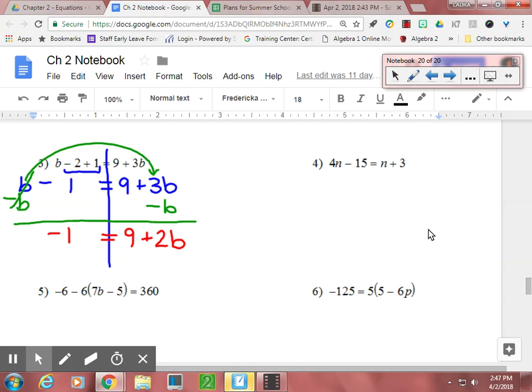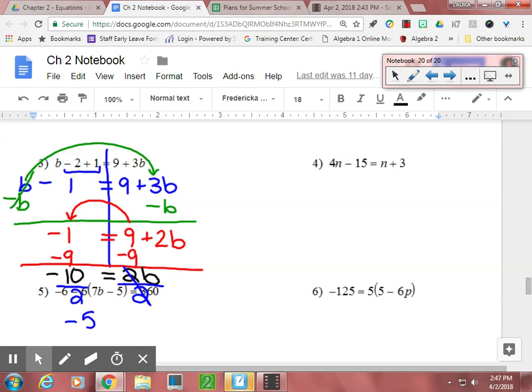Okay, so the next thing you need to do is you want to take the 9 and move it over here. Well, to do that, you have a positive 9. You need to subtract it. So that's going to give me a negative 10 equals 2b. So now you have all your variables on one side and all your numbers on the other side. So I'm just solving for b. So to solve this for b, I need to get rid of 2 by dividing. So I get negative 5 equals b.